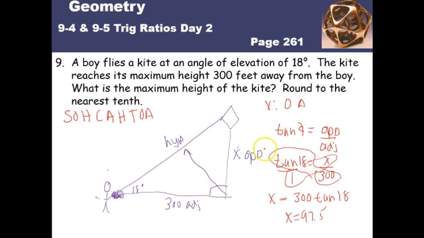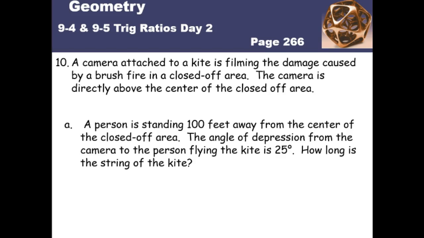Yep, 97.5. Okay, so we know the kite is about 97.5 feet off of the ground. All right, number 10. This is on page 266. And this one says a camera is attached to a kite.